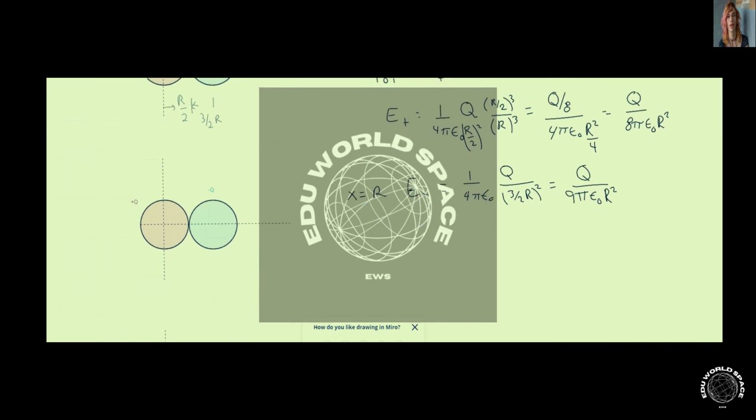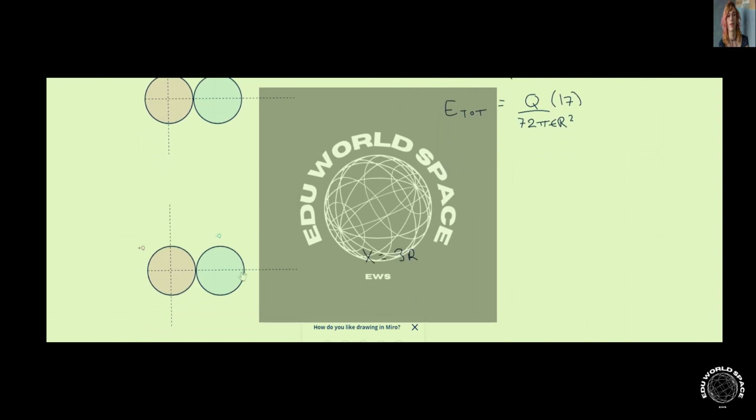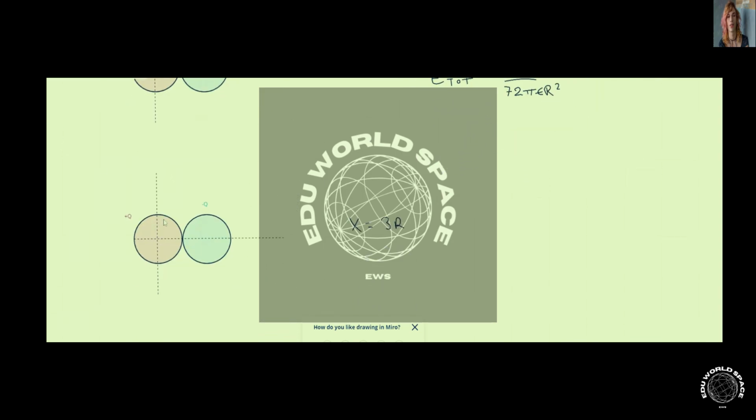Let me just summarize that result. We're not at x equals R yet. So E total is going to be Q over 72, and then 9 plus 8 is 17. And it is positive because it points to the right. Okay, now that took a lot of space. Hopefully, let's move some things down so we have a little bit more room without getting these things confused.